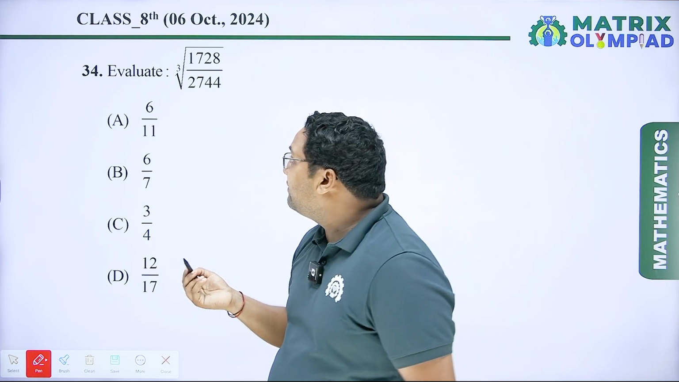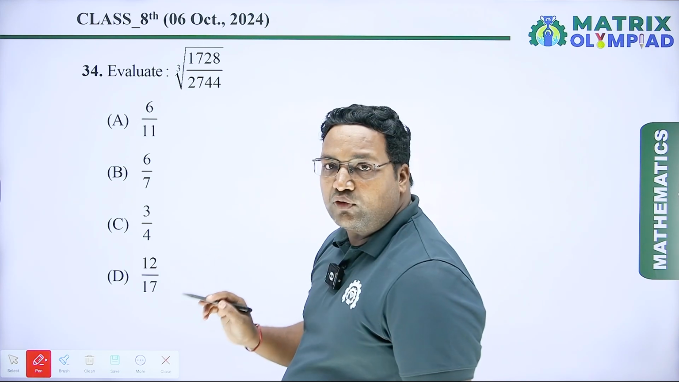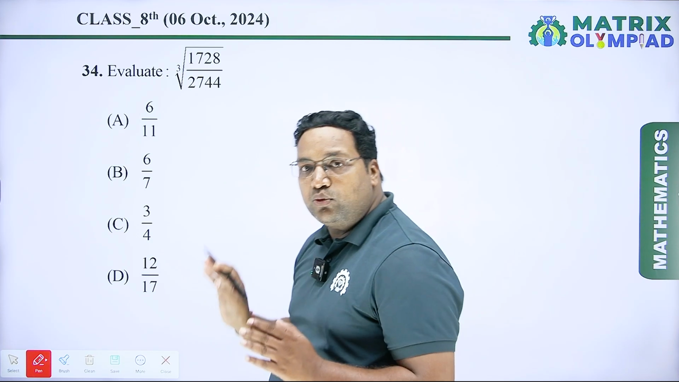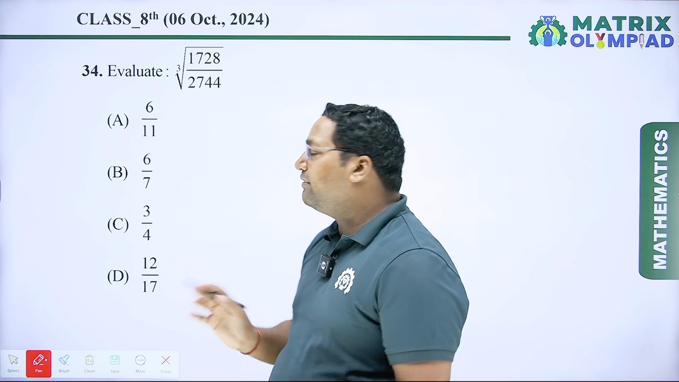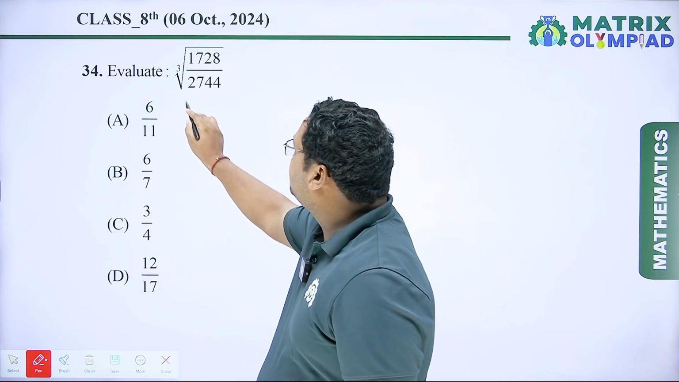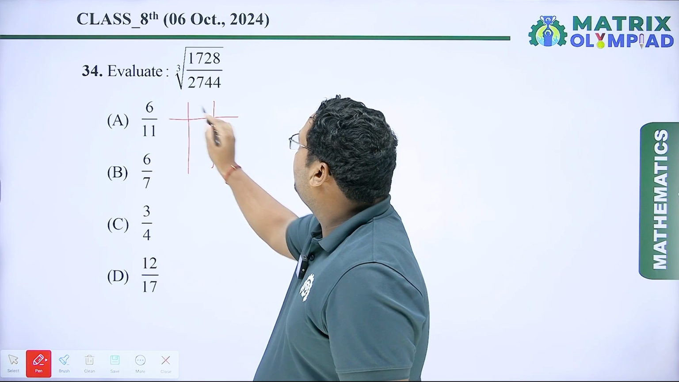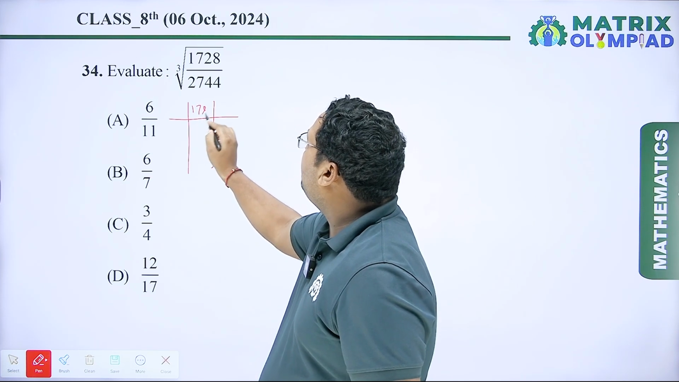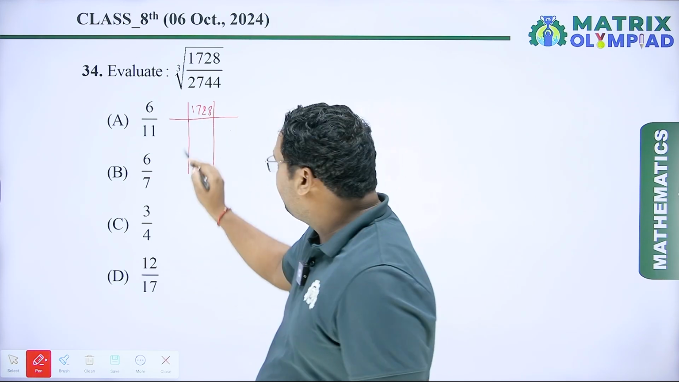Cube root of 1728 upon 2744. So first we have to find the cube root of 1728 and 2744 by the prime factorization method. So here the number is 1728. So let's divide by 2.